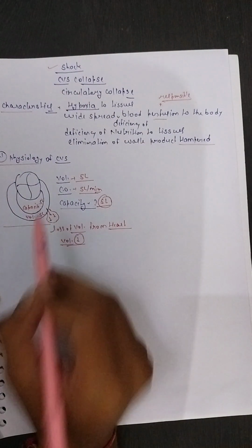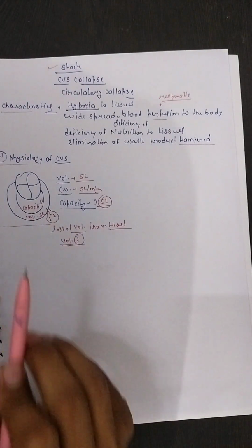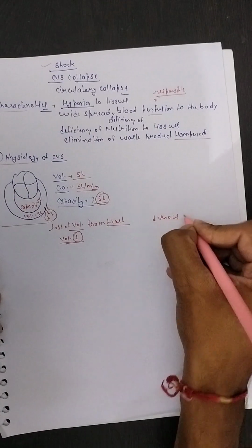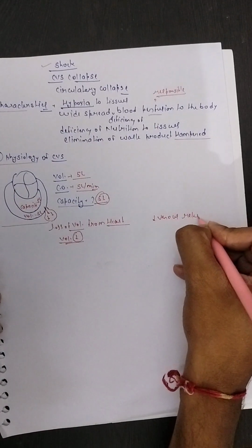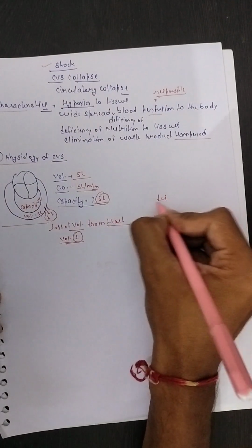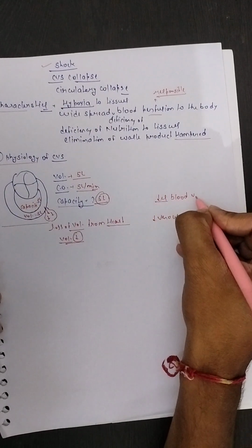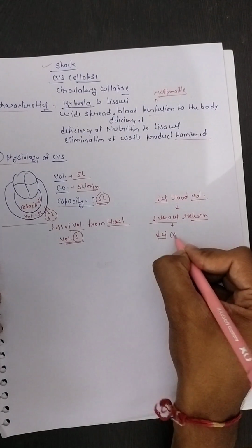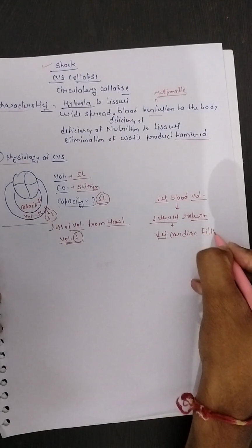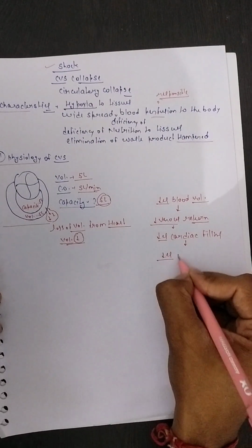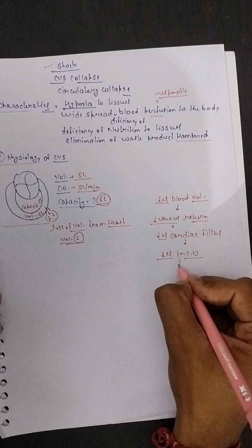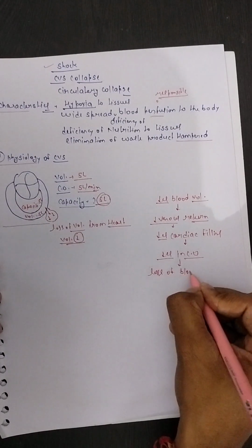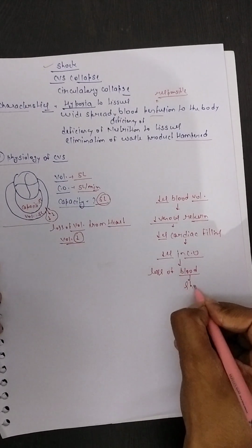Suppose there is an injury in the myocardium, so loss of blood occurs from the heart, and due to this loss of blood there is a decrease in the venous return. Why is there a decrease in venous return? Because there is a decrease in the blood volume. So there is a decrease in blood volume, decrease in venous return, and so a decrease in cardiac filling. If there is a decrease in cardiac filling, this condition leads to a decrease in cardiac output. Why is there a decrease in cardiac output? Due to the loss of blood. And due to the loss of blood, this condition leads to shock.